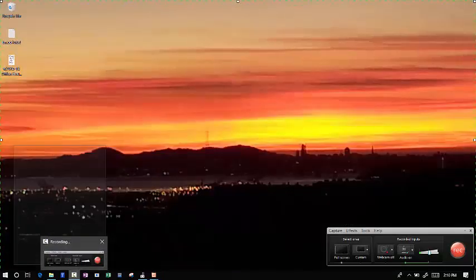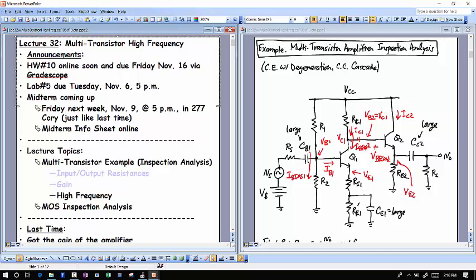All right, so welcome to lecture 32. We're going to continue learning how to do inspection analysis of these transistor circuits. This is the circuit we'll continue to work with now, the one we've been working with for the past lecture or so. Just a few announcements.